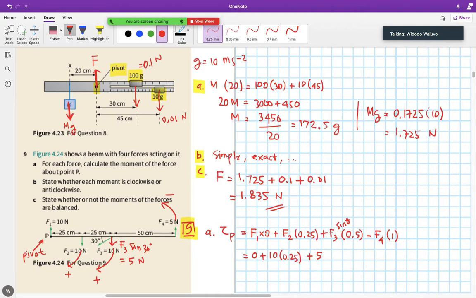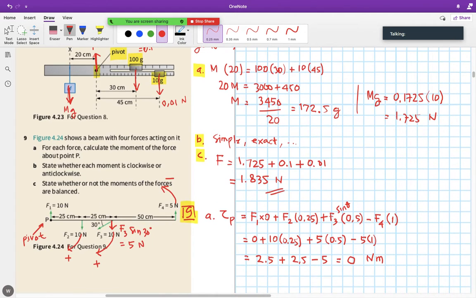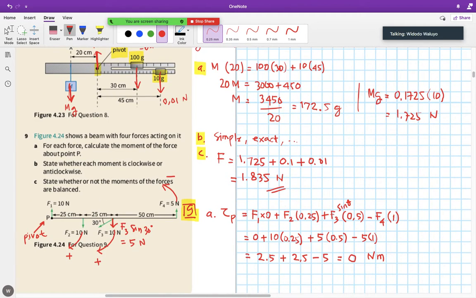Then this is 5 times 0.5. Then minus 4. F4 is 5 times 1. This is 2.5 plus 2.5 again minus 5. So it becomes 0. 0 Newton meter. That's it. This is for question A.